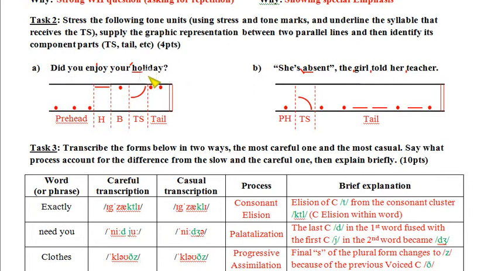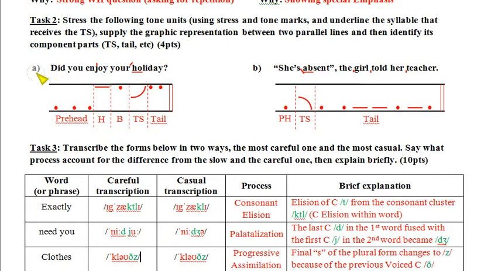So we look first for the tonic syllable, sorry. The tonic syllable usually comes in the last lexical word. The last lexical word is holiday, whereas the stressed syllable is ho. So we put the tone from a mid to a very high because it is a yes-no question.